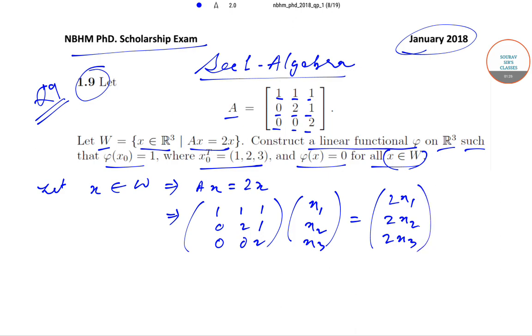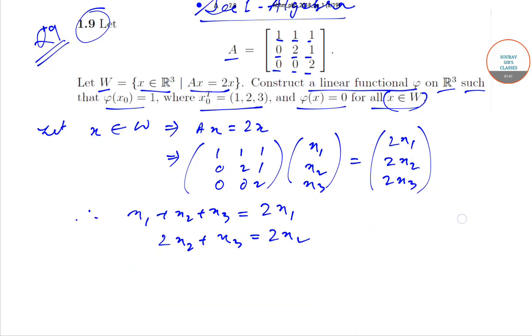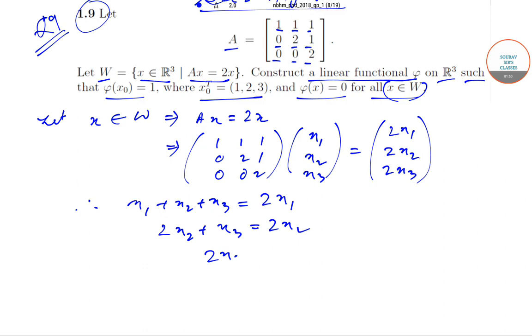So upon multiplication this will give us x1 plus x2 plus x3 is equal to twice of x1. Similarly, we'll get that twice of x2 plus x3 is equal to twice of x2. And similarly, another thing that we'll get is that twice of x3 is equal to twice of x3. So these are the system of equations that we are getting.